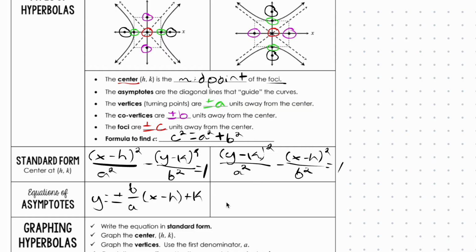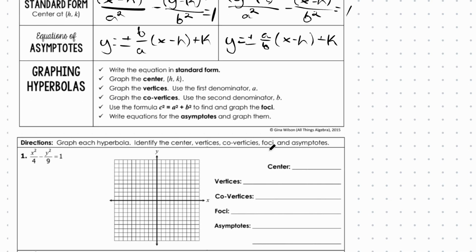And here for our vertical hyperbola, we're just going to take the reciprocal of that slope. So we're going to say y equals plus or minus a over b times x minus h plus k. And generally, most of the time when we're trying to find these asymptotes, it's just going to be for graphing purposes. So in my experience, I don't really use these equations that much. I just try to create this box. Okay. So let's get on to graphing hyperbolas.